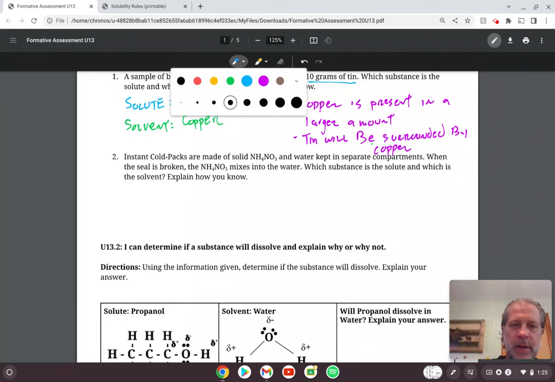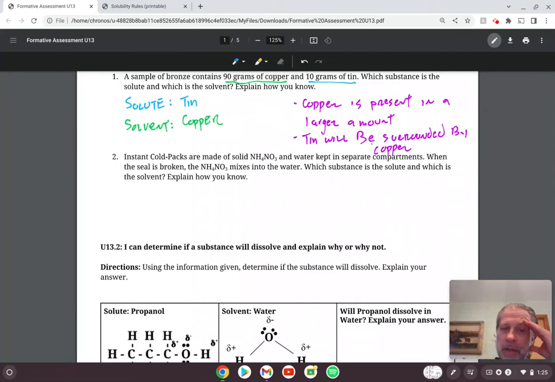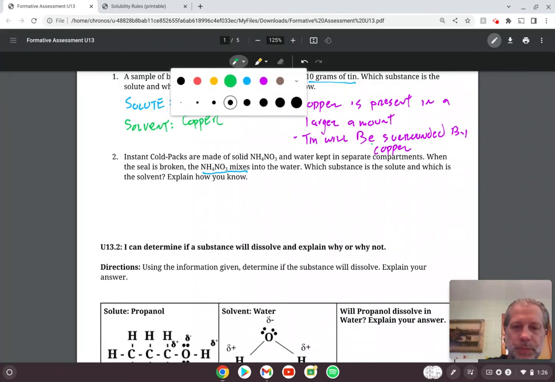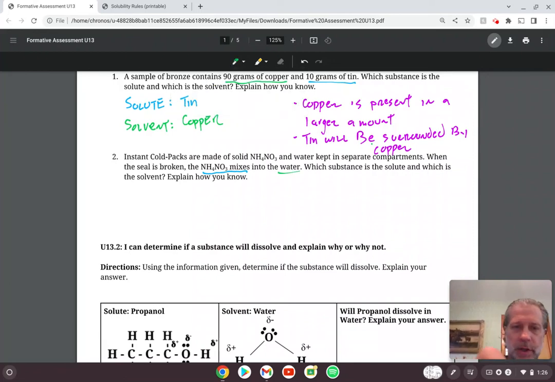In the next example, it says instant ice cold packs are made up of solid ammonium nitrate and water kept in separate compartments. When the seal is broken, the ammonium nitrate mixes with the water. So which is the solute and which is the solvent? In this problem, the solute is going to be the NH4NO3, the ammonium nitrate, and the solvent will be the water.